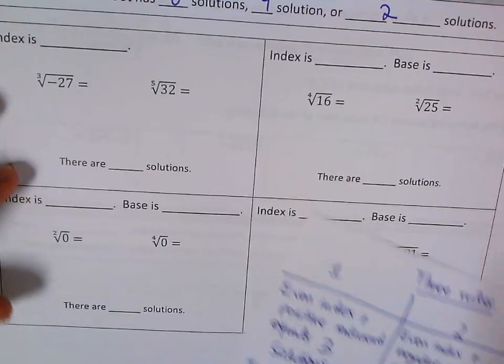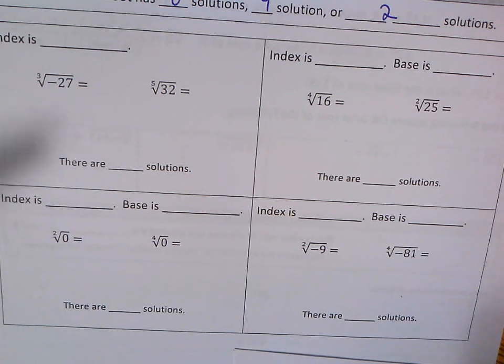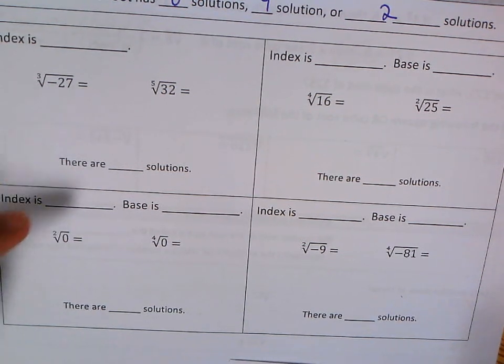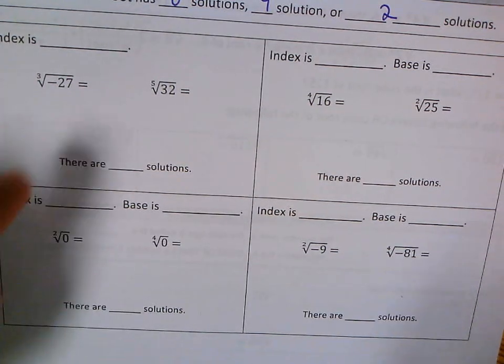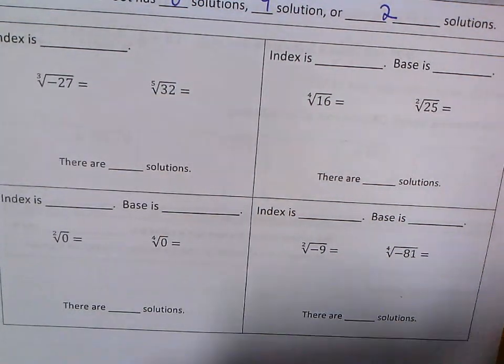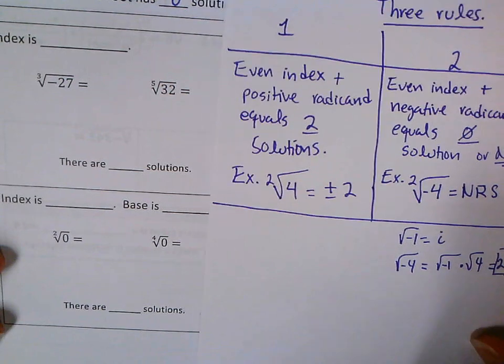So what I want you to do now, after you have written these rules, is go through each of these problems, and the first thing you're going to do is identify the number of solutions that you're going to have. Even before you solve them, you should be able to identify the number of solutions when you get something like this.